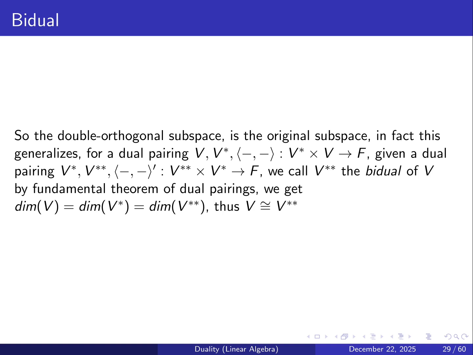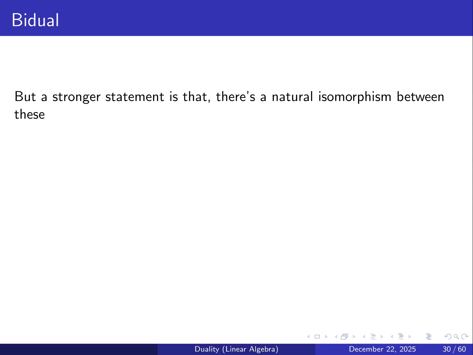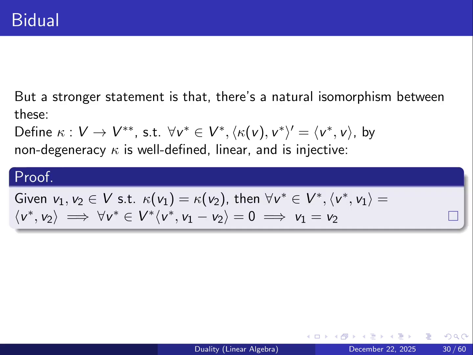Thus, V is isomorphic to V double star. But an even stronger statement is that there's a natural isomorphism between these. Define kappa from V to V double star such that for all V star we have the scalar product of kappa V and V star is equal to the scalar product of V star and V. By non-degeneracy, kappa is well defined, linear, and is injective by the following argument.